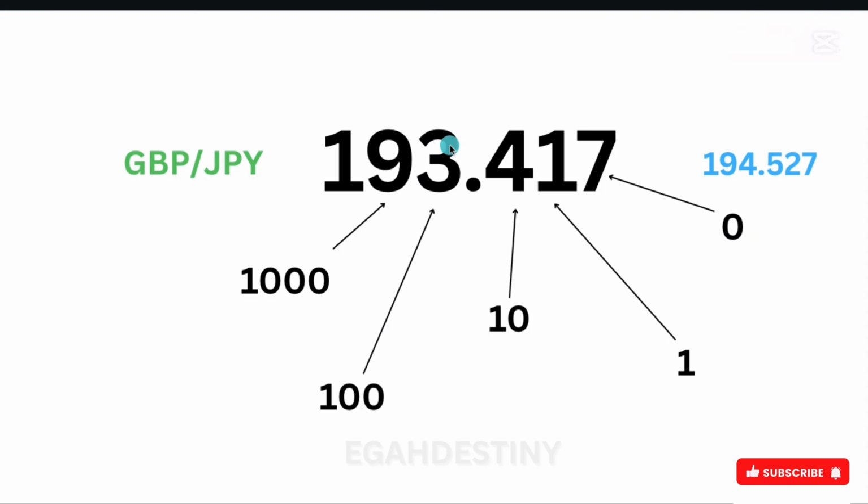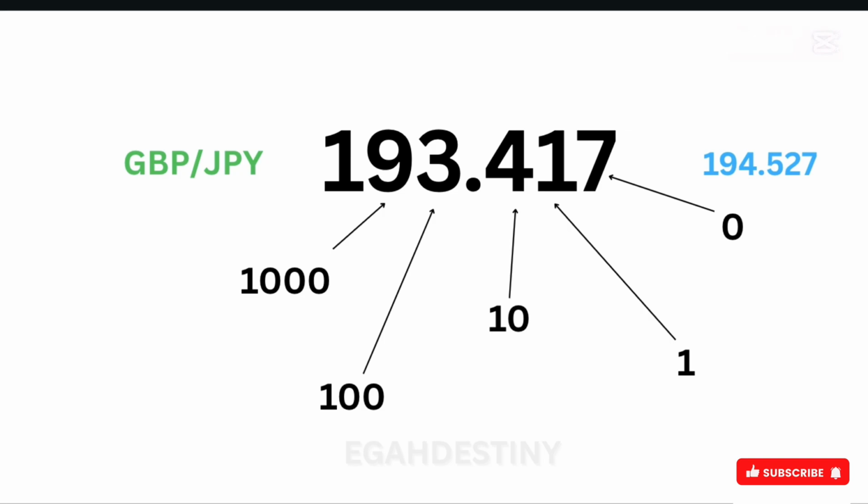And just like I wrote down here, if the number from 193.417 changes to 194.527, it means price has gone up by 111 pips. If the 9 changes to 2, it means the price has changed by 1,000 pips. I don't know if you understand.